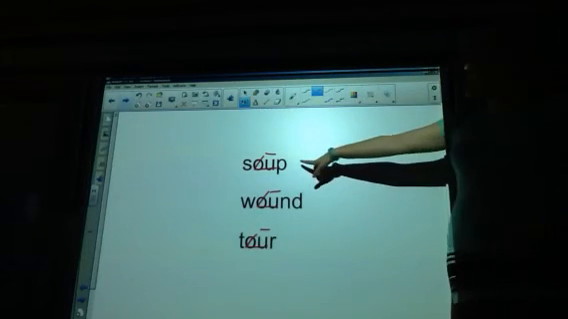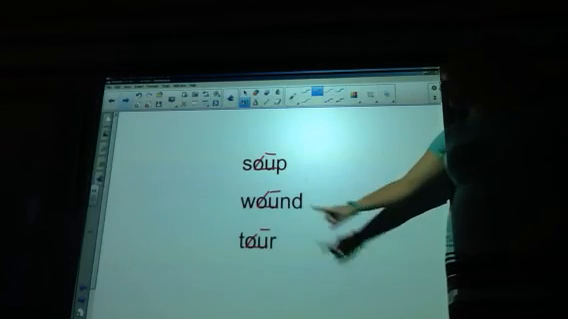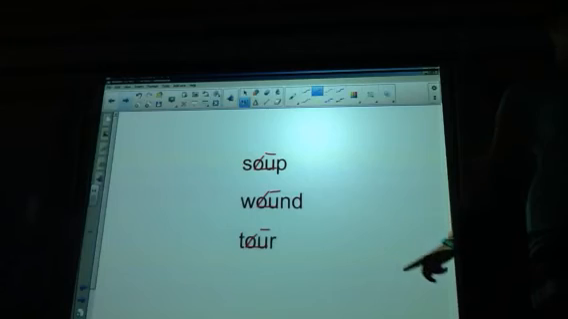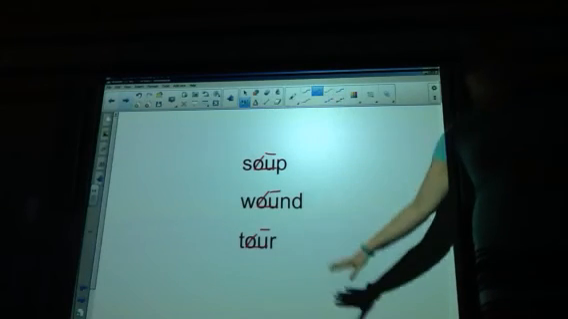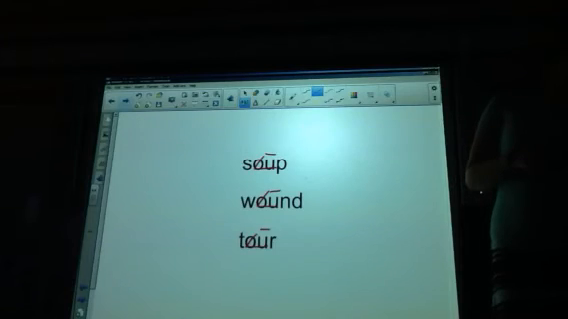So, what are these words? Soup. Wound. Tour. That can spell wound or wound, but since I'm using it with a digraph, that makes it wound. Okay? That one actually does both sounds.